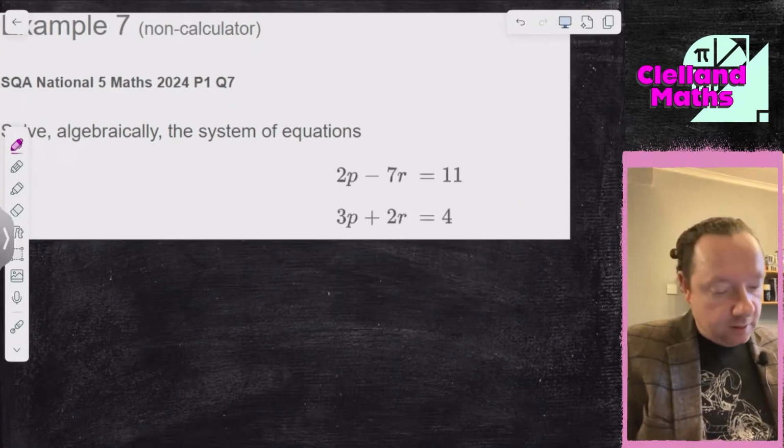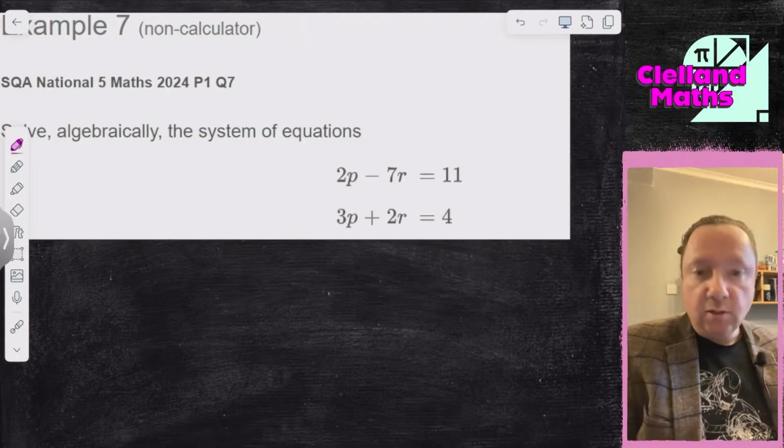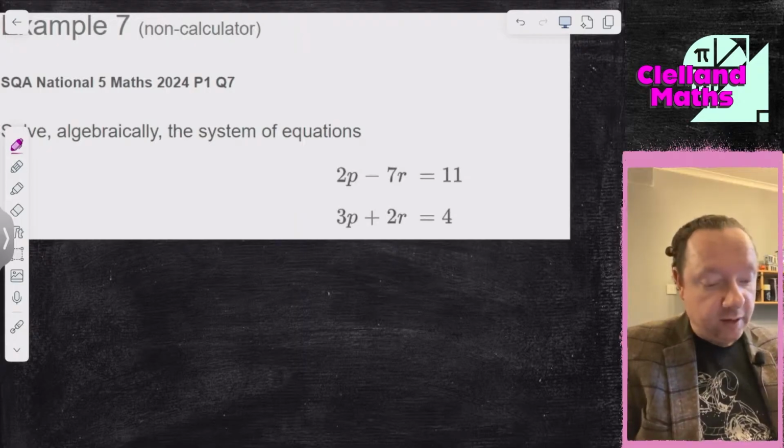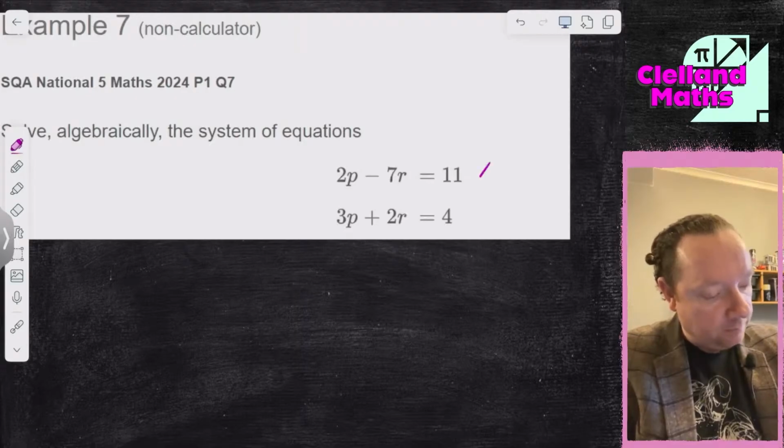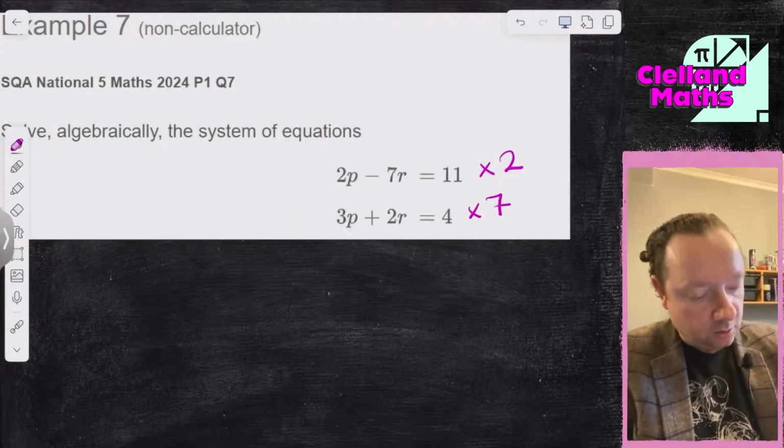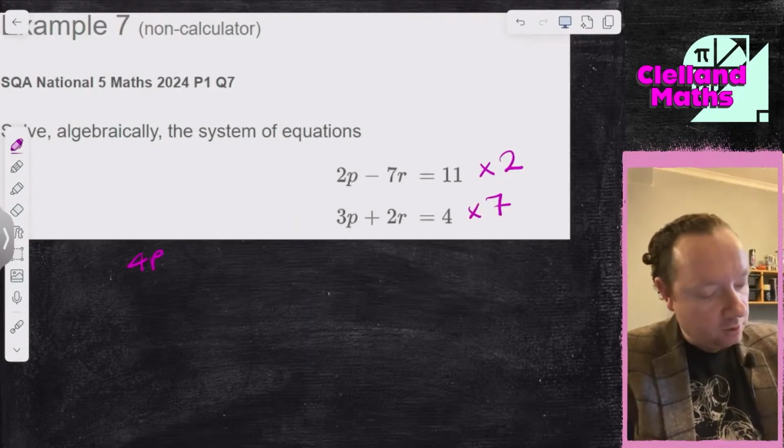Example 7. Solve algebraically the system of equations. Same thing over and over again. This is HB National 5 Maths 2024. This time, paper 1, question 7. So times by, let's say, 2 and 7 to make 14 r's. So that's 4p. 2 7s is 14r.